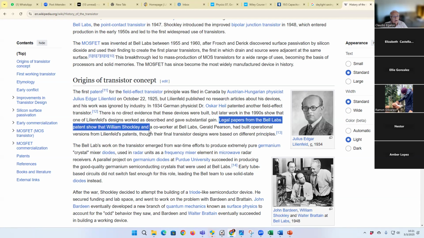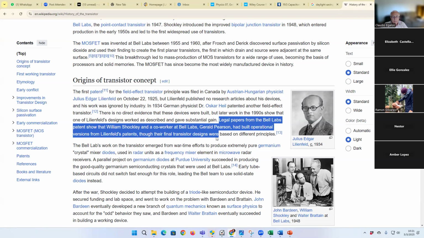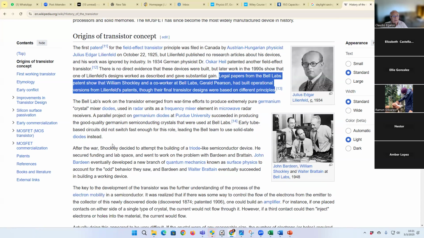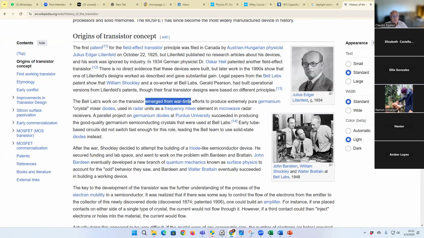What is said here: William Shockley and a co-worker had built operational versions from Lilienfeld's patent, though their final transistor designs were based on different principles. And the Bell Labs work on the transistor emerged from wartime efforts to produce extremely pure germanium crystal. And let's see when those guys, 1948, at Bell Labs in 1948.